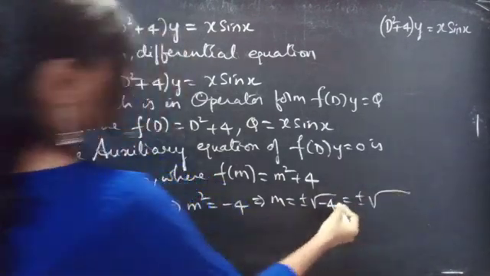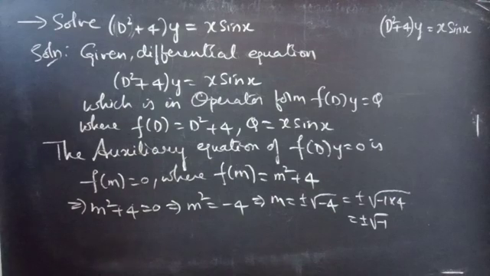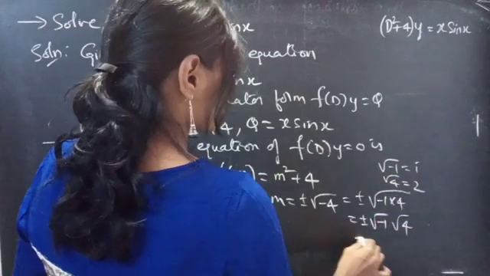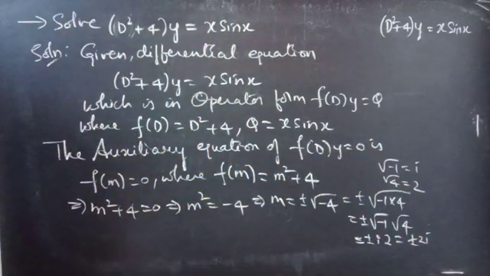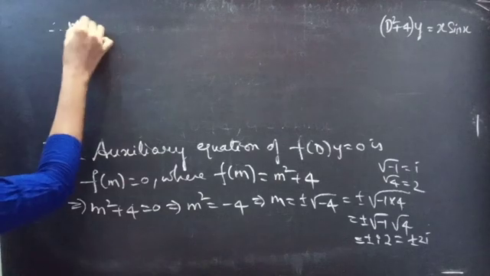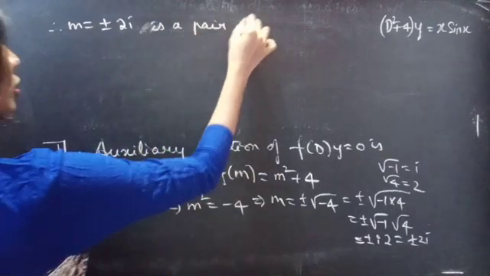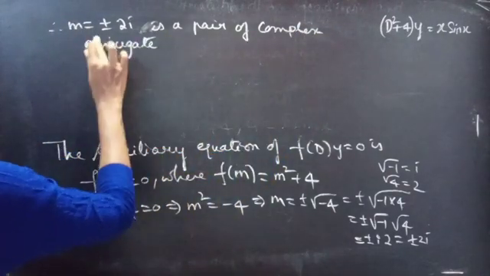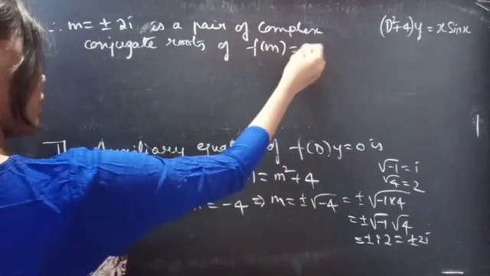Now write this -4 as -1 into 4. Again, we can split the square root of (-1 into 4) as square root of -1 into square root of 4. We know that the square root of -1 is i and the square root of 4 is 2. So we'll get ±i into 2, or ±2i. Right? We got a pair of complex conjugate roots. Therefore, m = ±2i is a pair of complex conjugate roots of our auxiliary equation, right?